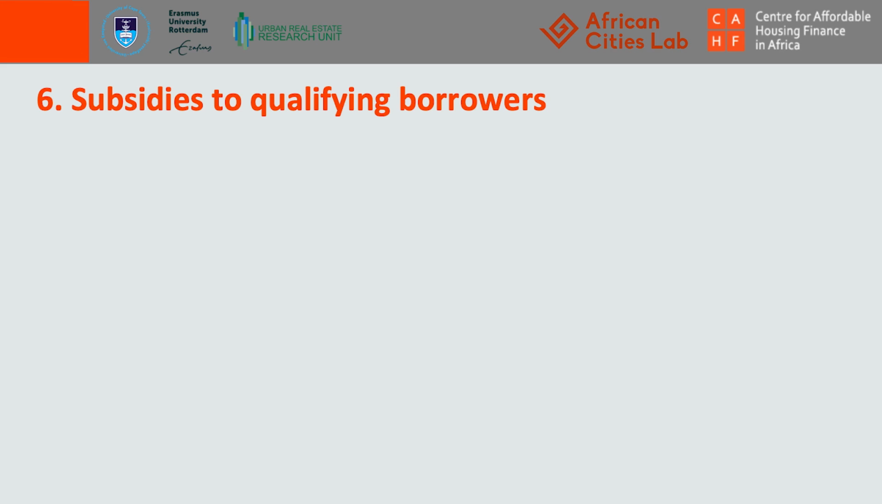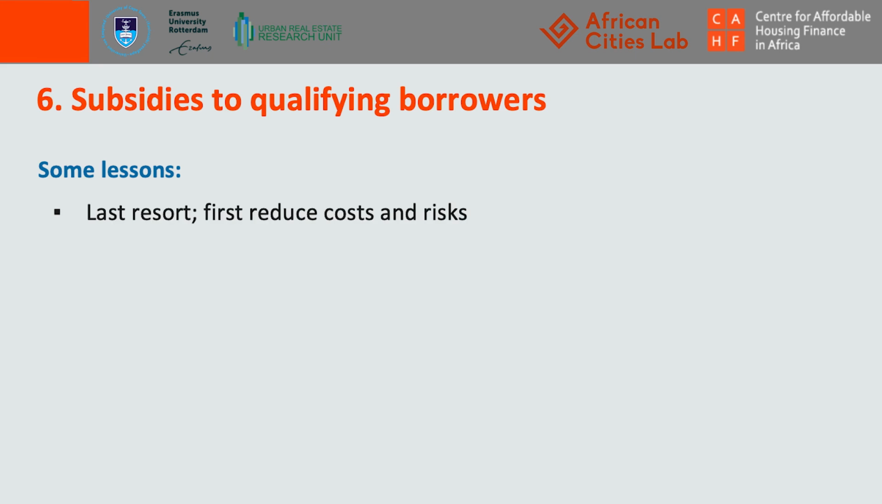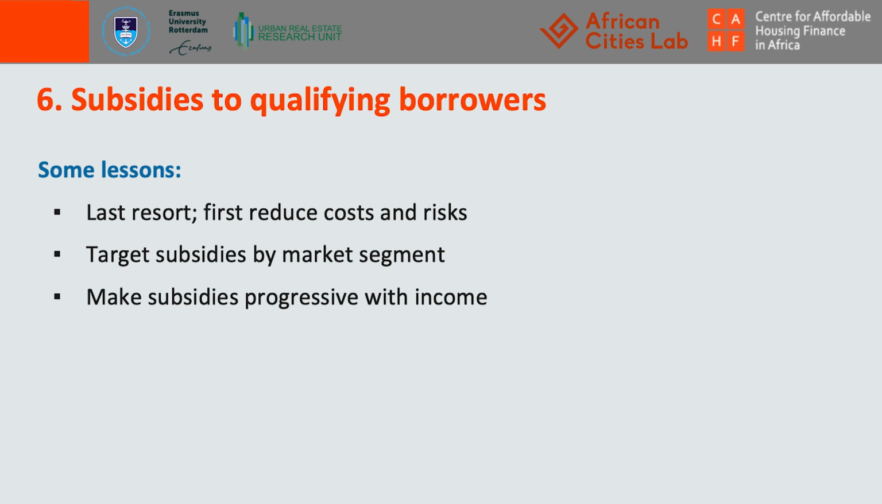Lastly, sixth, it may be necessary to provide subsidies to qualifying borrowers in some markets. Some lessons to consider when designing finance linked subsidies are that subsidies should always be a last resort after measures to reduce the cost and the risk are put in place. Different types of subsidies should be developed for different loan products, not one type of subsidy for different types of housing loans. Subsidies should be structured to be progressive with income. They should be lower for higher income groups.